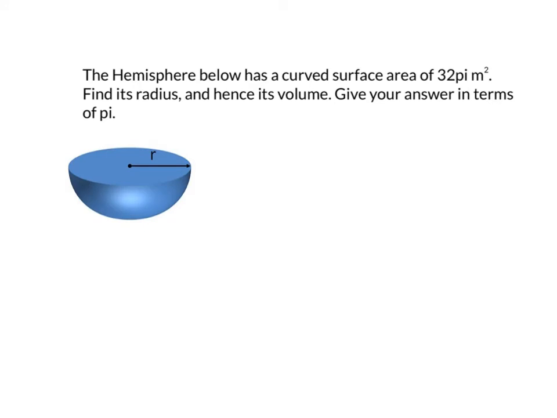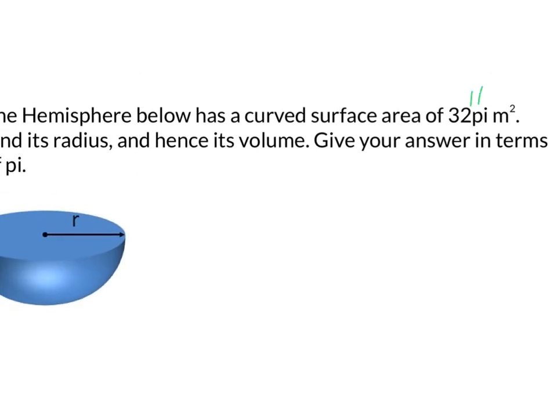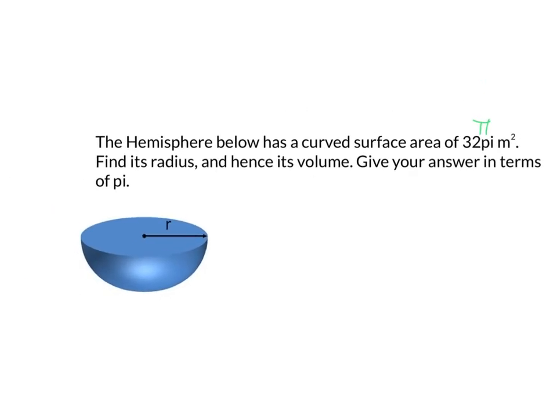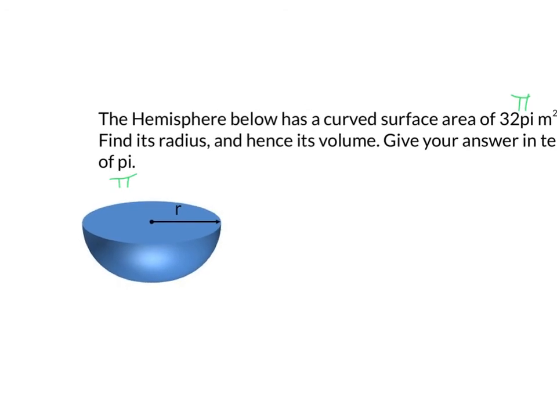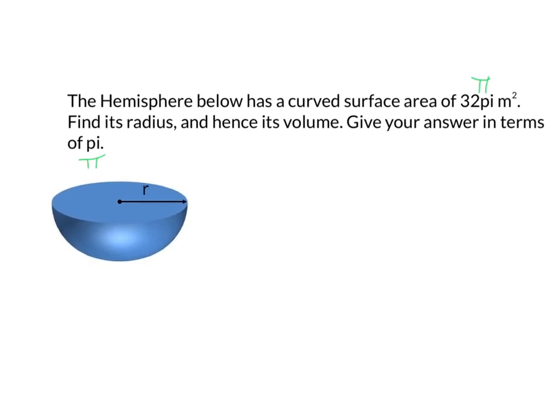So now we'll have a look at solving a question that uses the concept of a hemisphere. This question reads, the hemisphere below has a curved surface area of 32 pi meters squared. Find its radius and hence its volume. Give your answer in terms of pi. So there's a couple things here that stand out to me. Before we get into it though, I just want to point out that this lettering here, pi, is the same thing as the Greek letter pi. It's just the app I'm using doesn't allow me to type in the Greek alphabet.